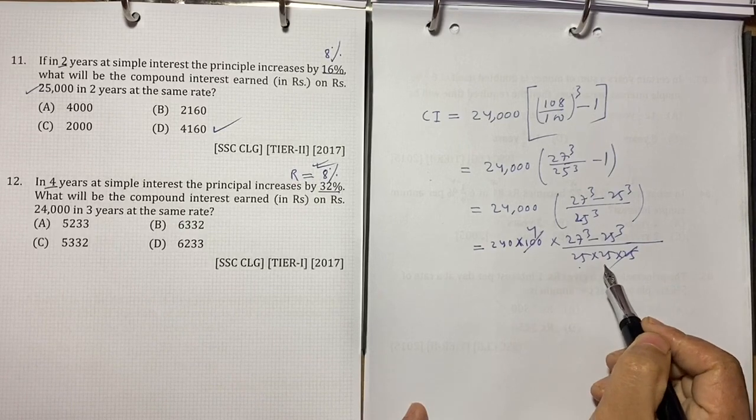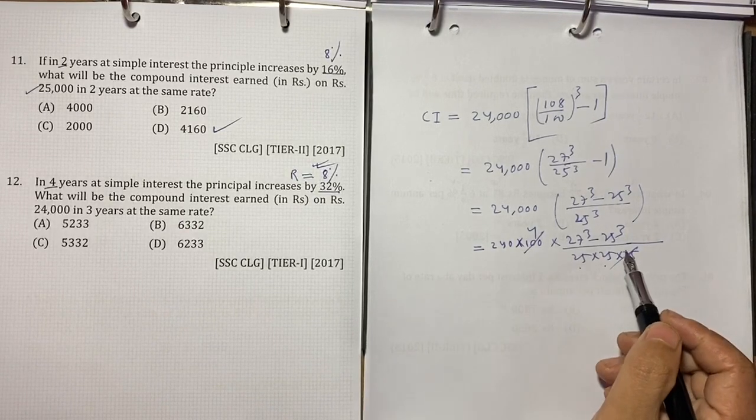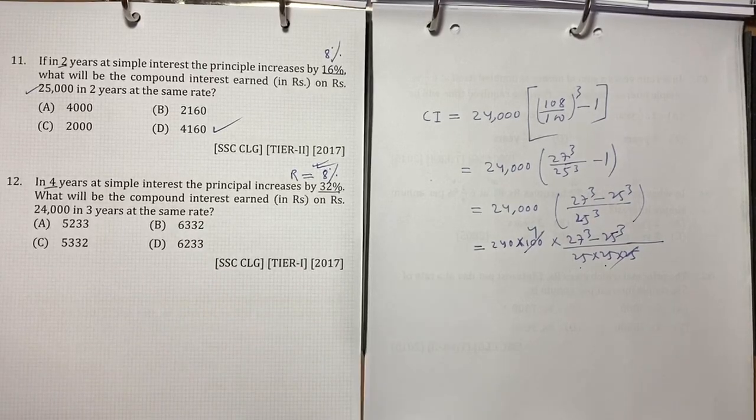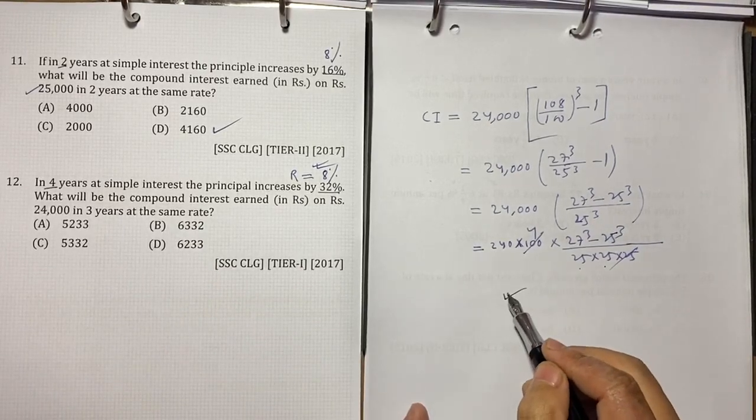Divided by 25 divided by 25, cancelling, we get the point value. I don't know, you can calculate and tell me the answer.